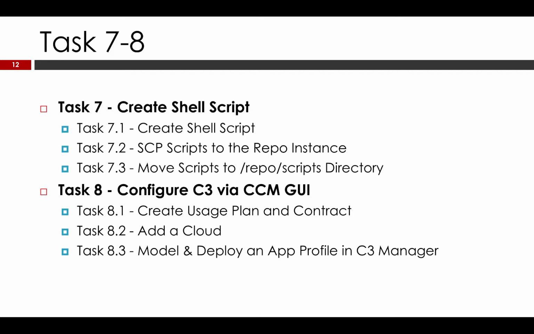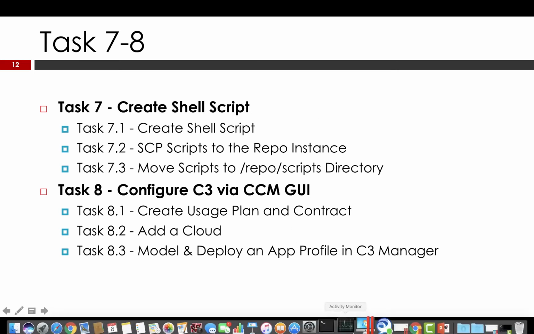Now moving on to task 8. Here we will be creating the usage plan and contract, and then we will add the cloud to the CloudCenter, which in this case is obviously Amazon Web Services, and then finally we are going to model and deploy the app into the CloudCenter Manager. Again, for demo purposes, I wanted to show you the CloudCenter environment and how things are going to be working in that. So let's go ahead and do that together.